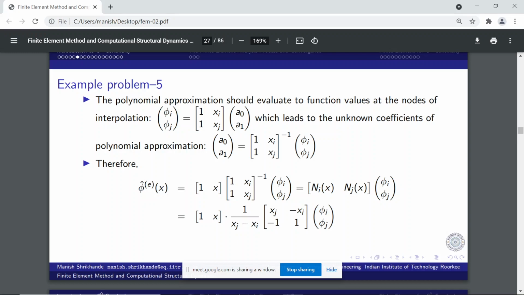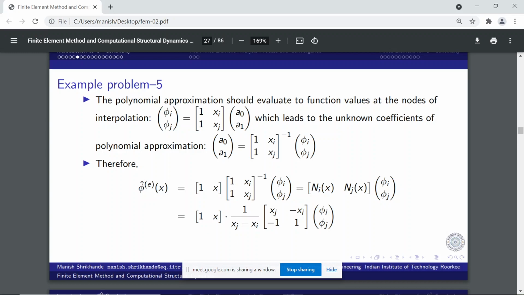So a0, a1 can be expressed in terms of the primary variables at the nodes phi i and phi j, and then we can substitute into the polynomial variation for a0, a1, and that gives us the interpolation functions by definition. Because the interpolation formula requires the approximation to be phi i multiplied by Ni plus phi j multiplied by Nj, these two terms have to be identical with Ni and Nj, and that's how we get these terms. And if you calculate all these, then compute the inverse, this is what you get.